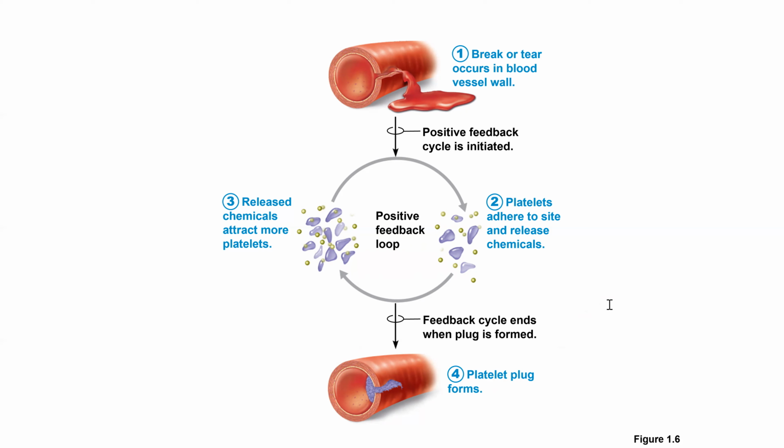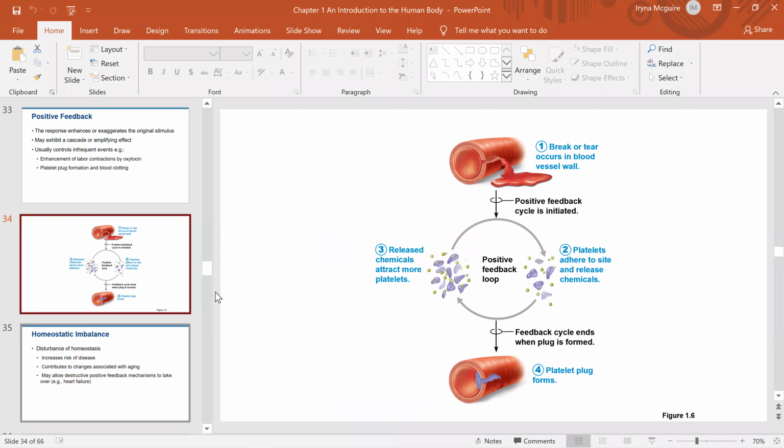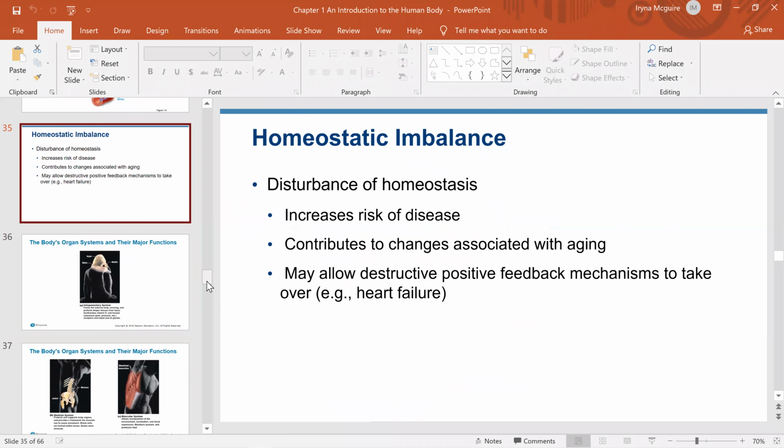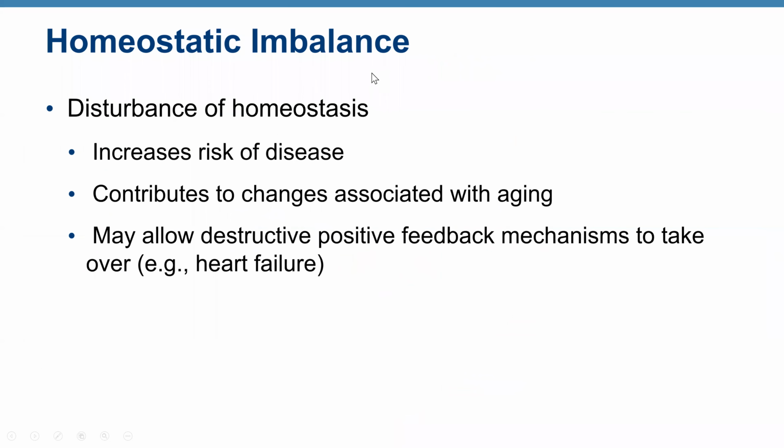Okay, let me see how far we went. So I think we're going to cover one more, and then the rest of the material will be covered in the next lecture. So, homeostatic imbalance. Homeostatic imbalance is a disturbance of homeostasis, and this increases risk of disease, contributes to changes associated with aging, and may allow a disruptive positive feedback mechanism to take over, right?